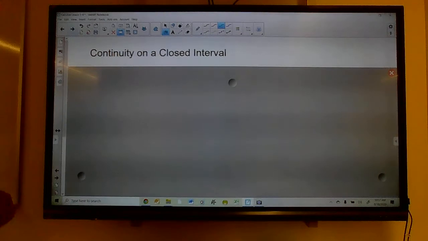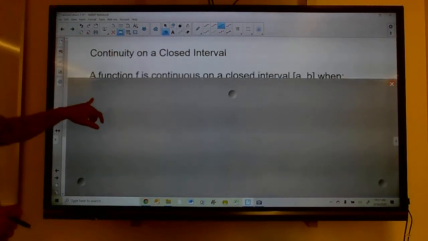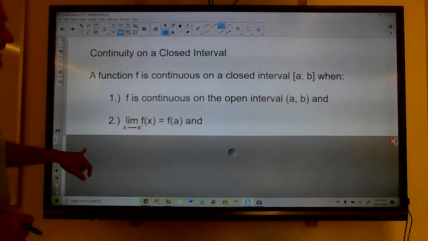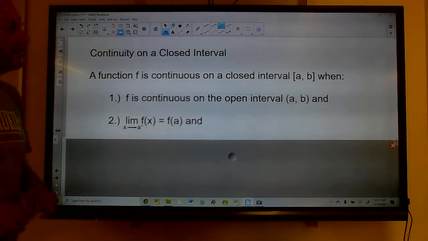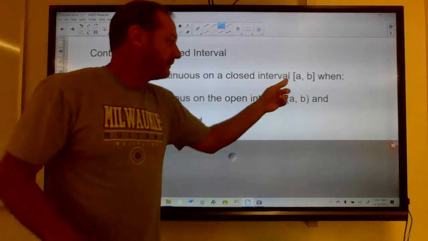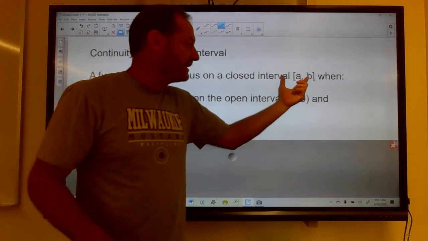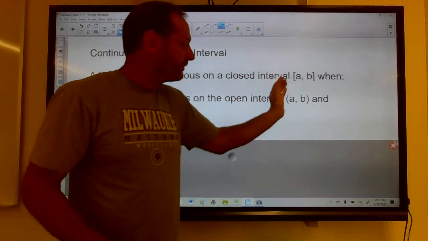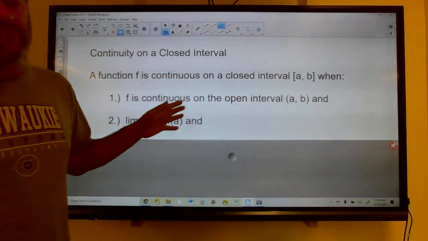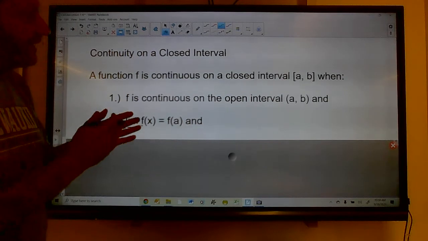So, continuity on a closed interval. A function f is continuous on a closed interval [a, b]. So remember, these brackets here, they mean that a and b are included. If those are curved parentheses, then a and b are not included, but it's everything right up to a and right up to b.